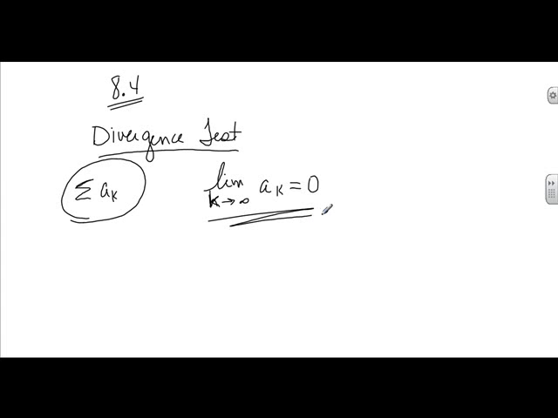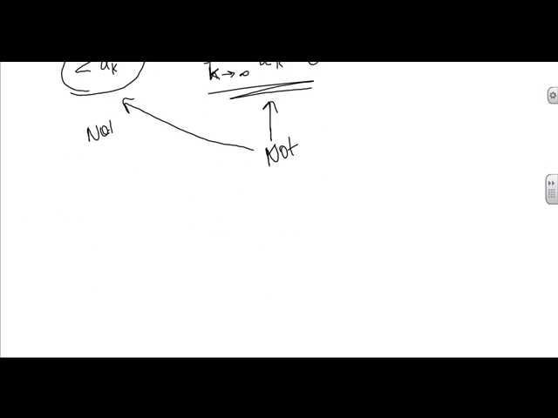And how's that a divergence test? Well, the flip side of that says that if this is not true, then the series is not going to converge. So we can say that if you take a look at the limit as k approaches infinity of the kth term of your series, if that limit is not equal to 0, then the series diverges.